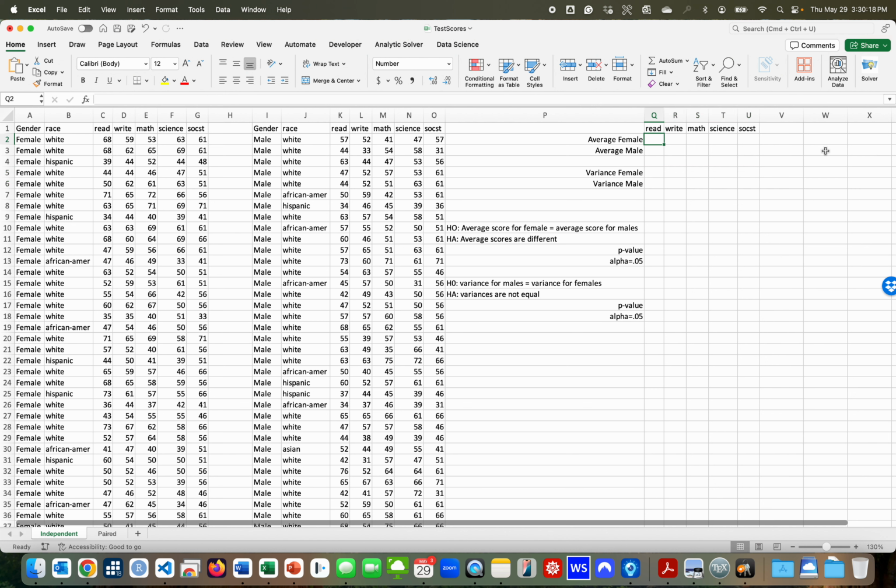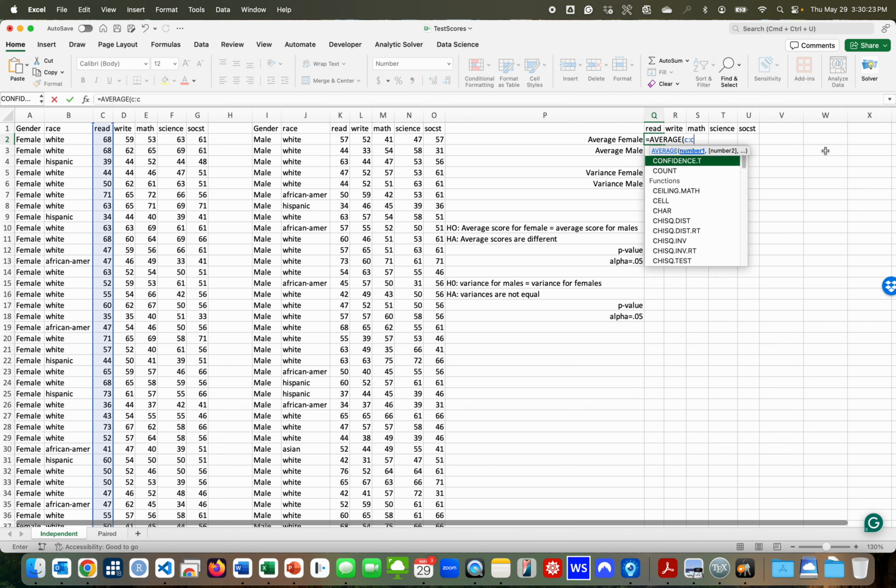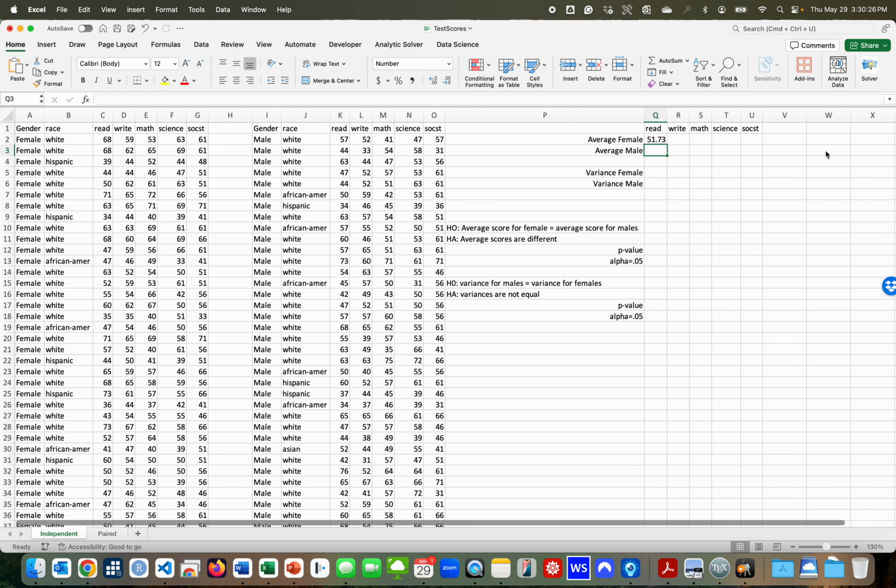So to get the reading average for females, this is going to be average. We want to do this on column C. And the average for males will be the average on column K. So that's the average reading score for females, the average reading score for males. Since these are in the same order as these headings right here, I can just drag this over. And now I have the reading scores, writing scores, math scores, science scores, and social studies scores for males and females. And so notice what's happening here.